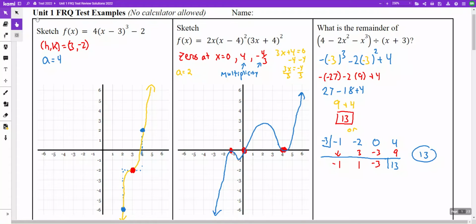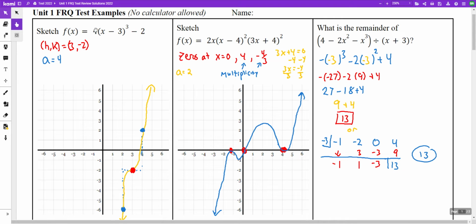Alrighty, you guys, we are going to talk about Unit 1 FRQ test examples. Number 1, the first question, we are going to graph this cubic. To graph this cubic, you first want to know h is going to be 3 because it's the opposite of that. k is going to be -2. So (3, -2) is your (h, k), which is the center of this cubic graph.